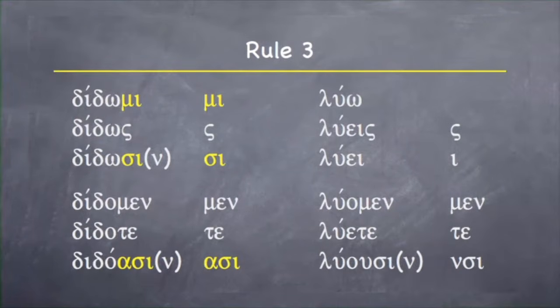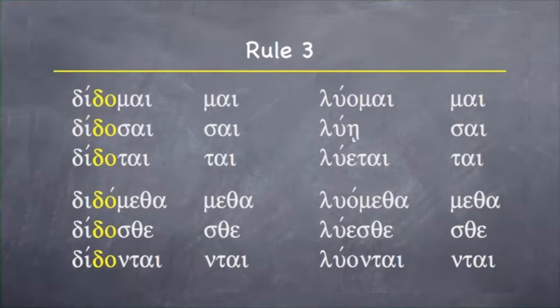You'll see that the endings that are new are the mi in first singular, the si, sigma iota, in third singular, and the asi, which isn't that new, in the third plural. So it's didomi, didos, didosi, didomen, didote, didoasi. If you compare them over to the luo, you can see how in the second person singular and the first and second person plural, we have the same endings that we have in the thematic conjugation.